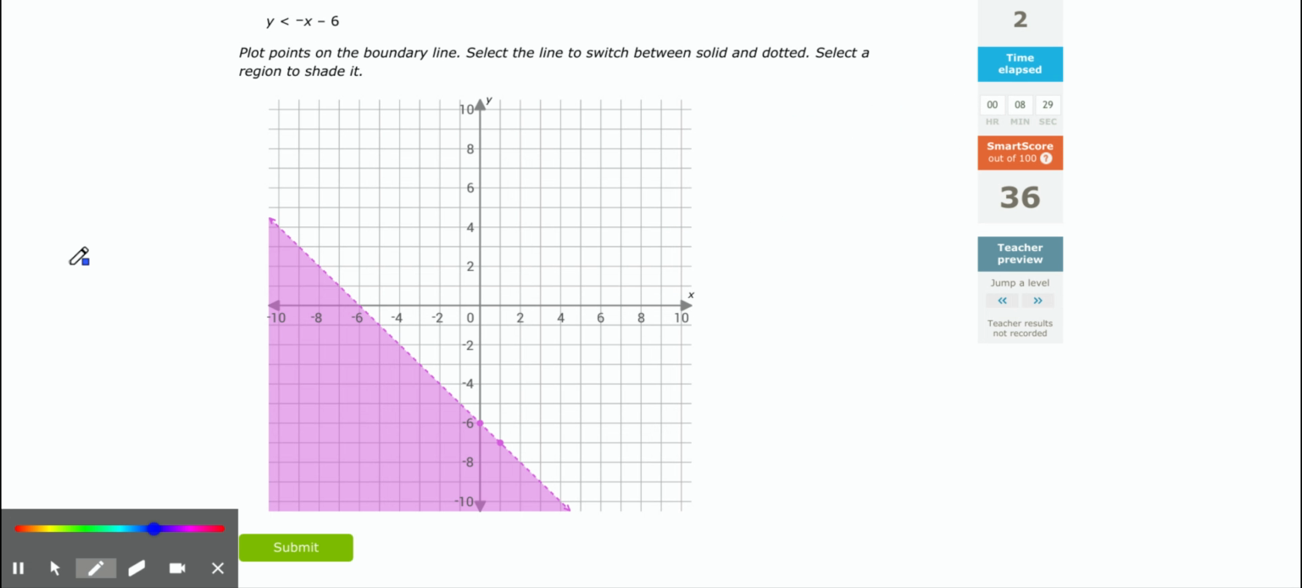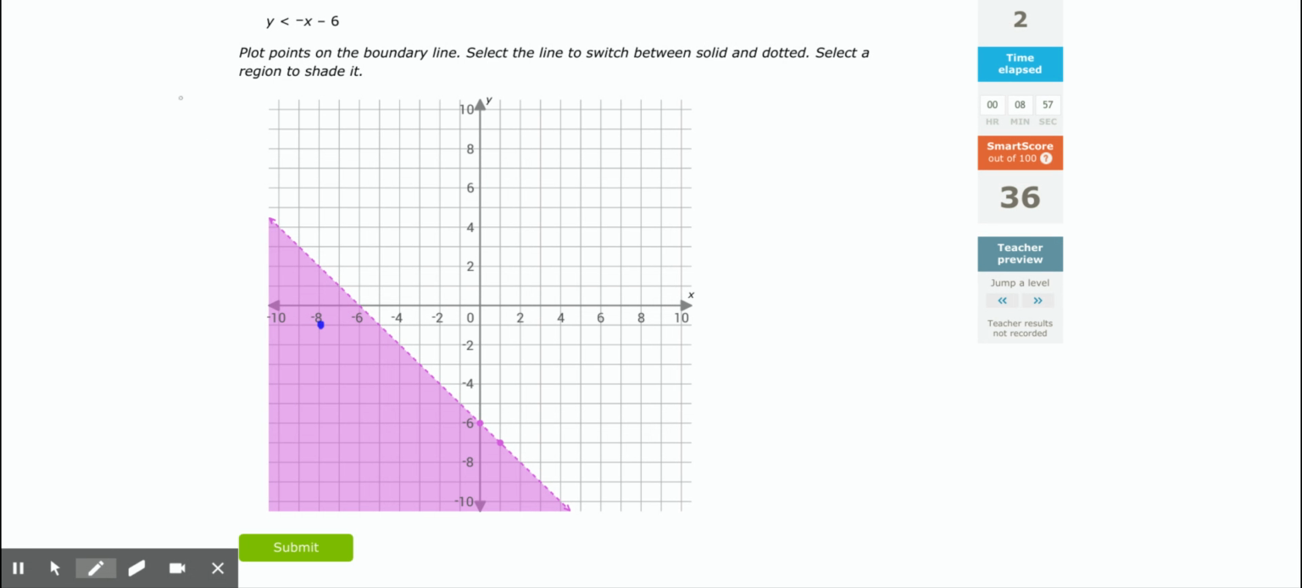Something else that we can do: this shaded region tells us that any coordinate I pull out of here that falls in the shaded region would work when we plug in its x and y values. Any coordinate out here would not work. So let's pick something real quick. Let's do -8, -1, like right here where I put the blue.